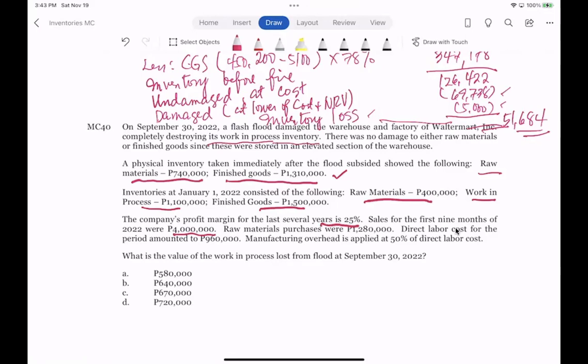Therefore, to compute your cost of goods sold, you multiply sales for the first 9 months by 75%. So let us do that now. Your cost of goods sold is 75% of 4 million because gross profit, in the absence of any indication, is based on sales. So that means this is 3 million. Raw materials purchases were 1,280,000. Direct labor cost for the period amounted to 960,000. Manufacturing overhead is applied at 50% of direct labor cost.